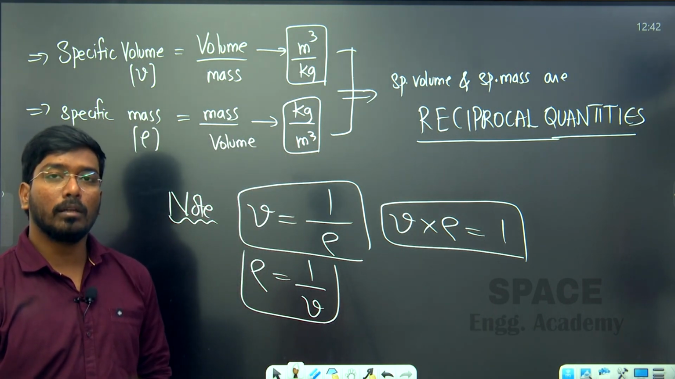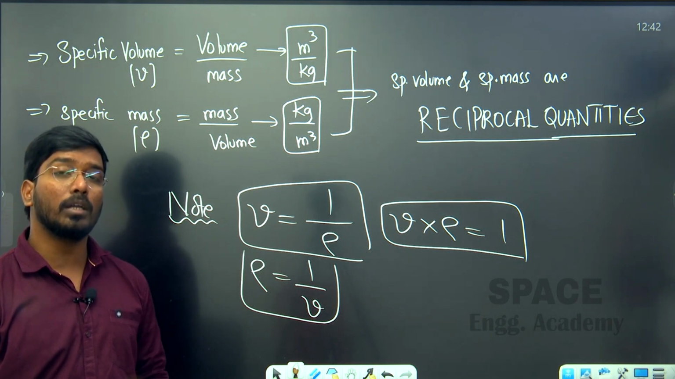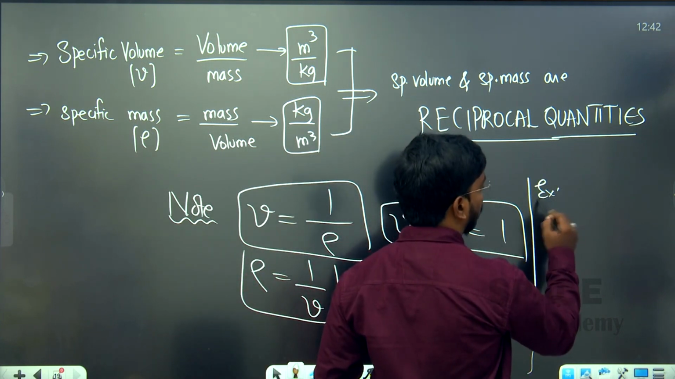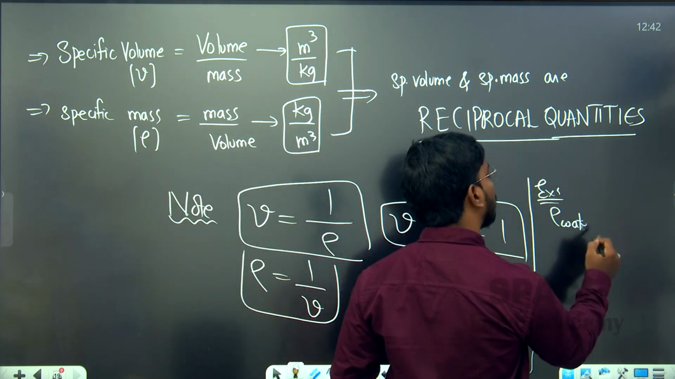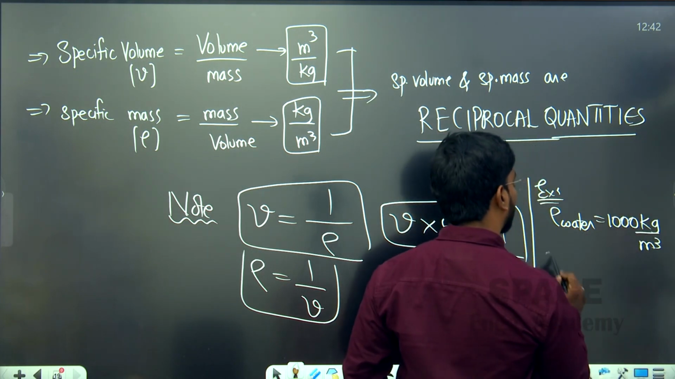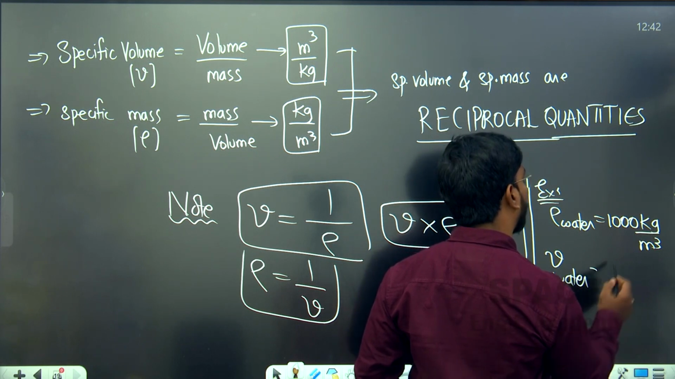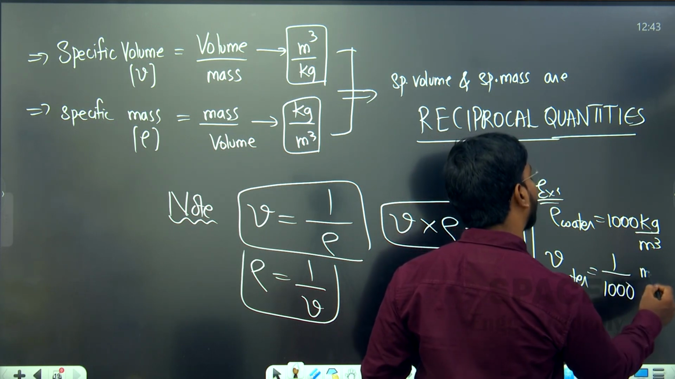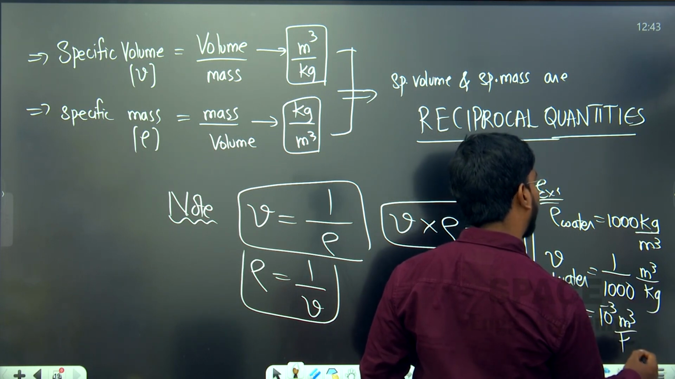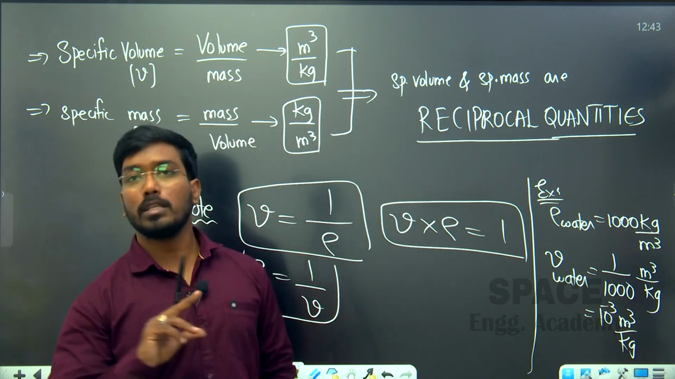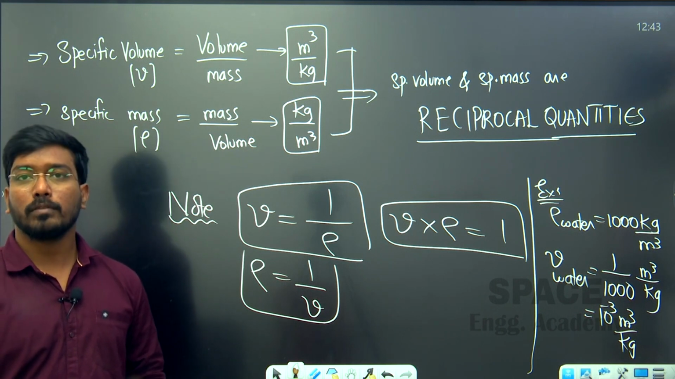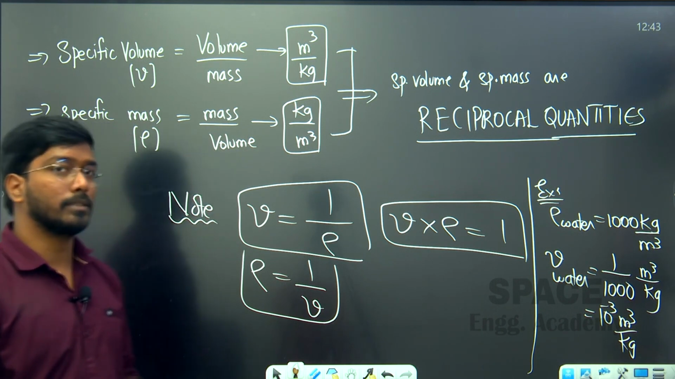What is the density of water? 1000. What is the specific volume of water? 1 by 1000 it's going to become. Example: density of water equals the standard value, 1000 kg per meter cube. Then specific volume of water is going to become 1 by 1000 meter cube per kg, 10 to the power of -3 meter cube per kg. So that's how we change all the density values into specific volume values. Go through it, pause the video and note it down so that we can go to the next slide.